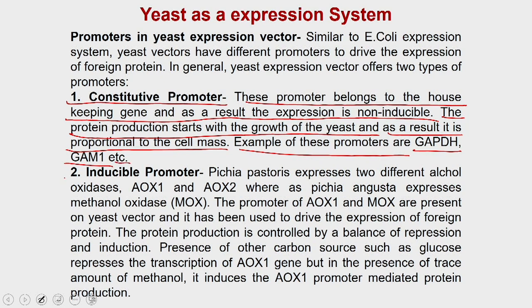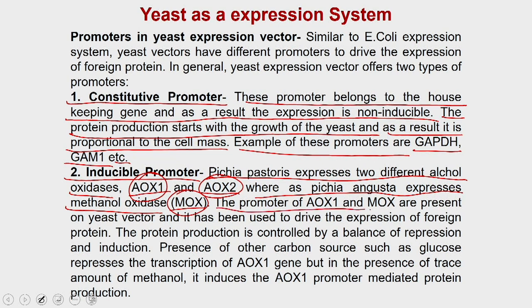Now, the second class is the inducible promoters. Inducible promoters are the promoters where you can use some class of inducers to produce the protein in large quantities. Examples: Pichia pastoris expresses two alcohol oxidases, OX1 and OX2, whereas Pichia angusta expresses methanol oxidase, MOX. If you take the promoter out of these three genes, these promoters are inducible promoters, because as soon as you add the alcohol, the promoters in front of these genes are going to generate large quantities of these proteins.